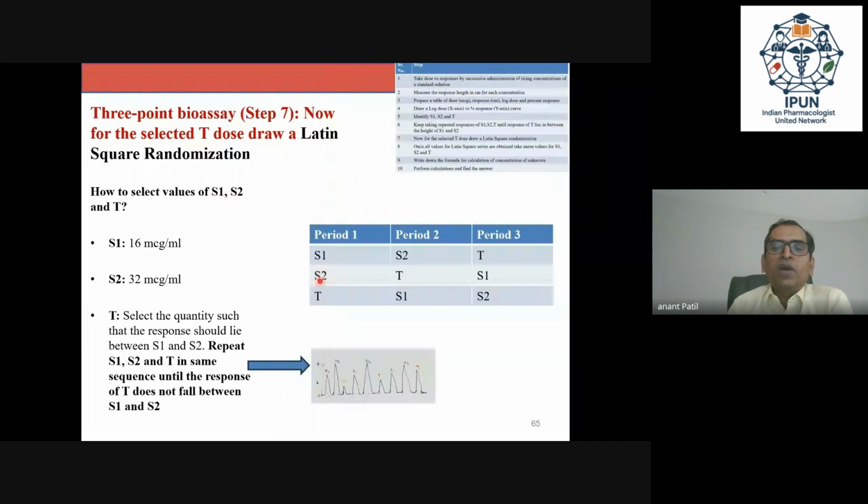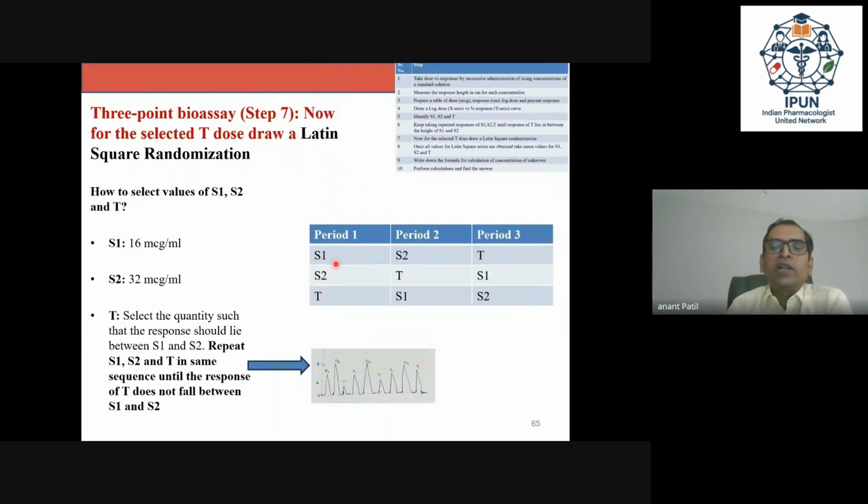Tomorrow, the S2 batch comes to pharmacology. The T batch goes to pathology, and the S1 batch goes to microbiology. So S1, S2, T, then S2, T, S1, and T, S1, S2. This is called Latin square randomization. The batches will not get repeated in pharmacology.